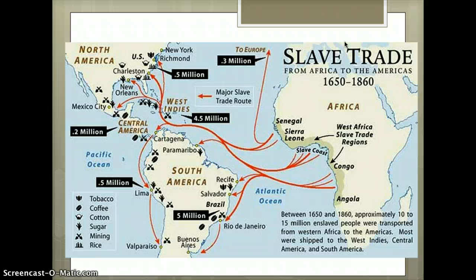So here is, I think, a revealing map. We're looking at the slave trade here from 1650 to 1860. And 10 to 15 million enslaved people were transported from Western Africa to the Americas. And even though I think slavery and the implications of slavery have played such an important role in the development of our nation, look at the numbers here, right? Just a small percentage of African slaves came to what will be the United States. So most go to the West Indies because of sugar, and of course most come here to Brazil.